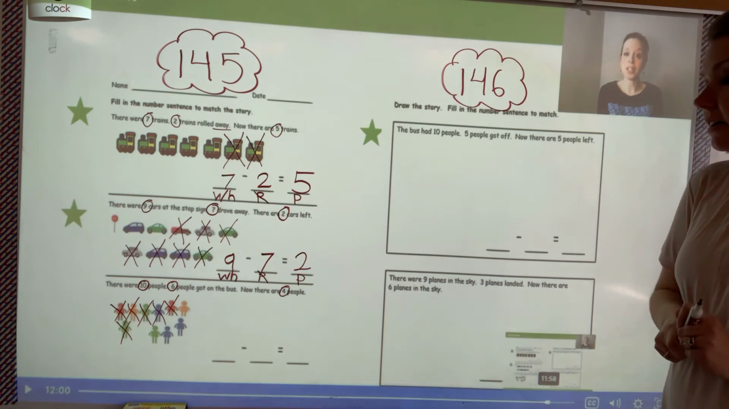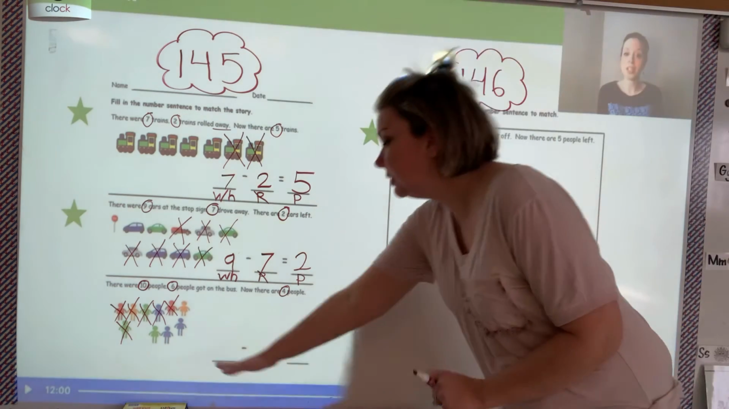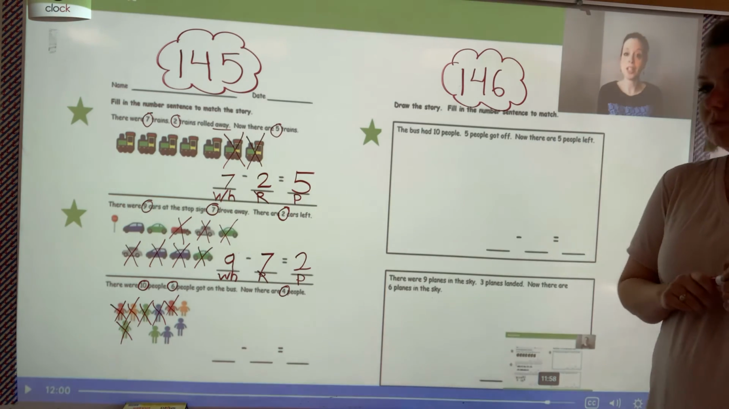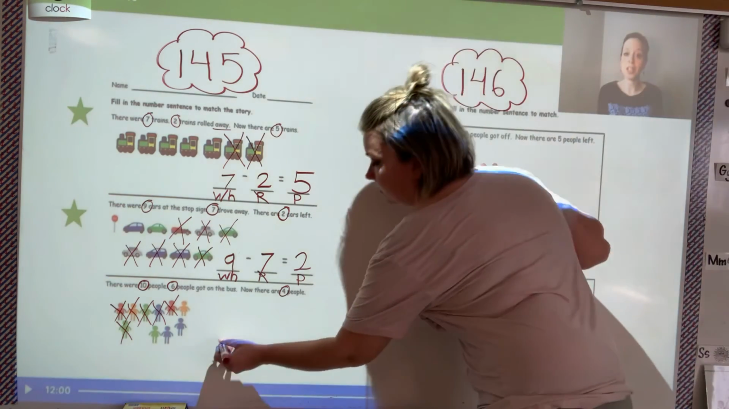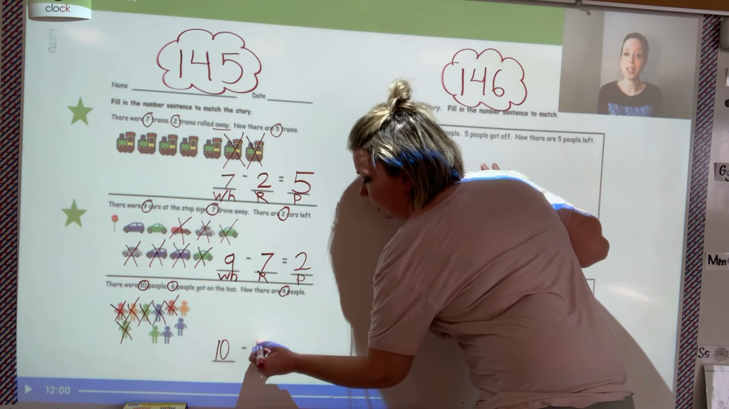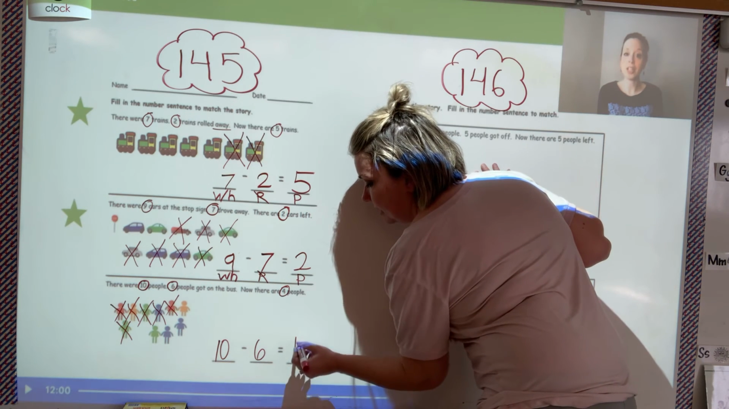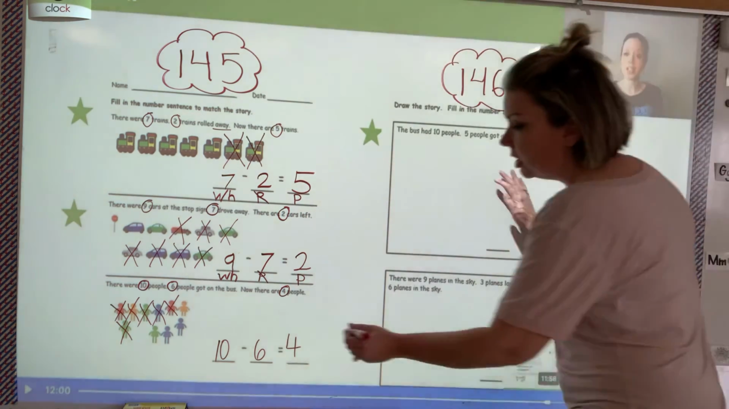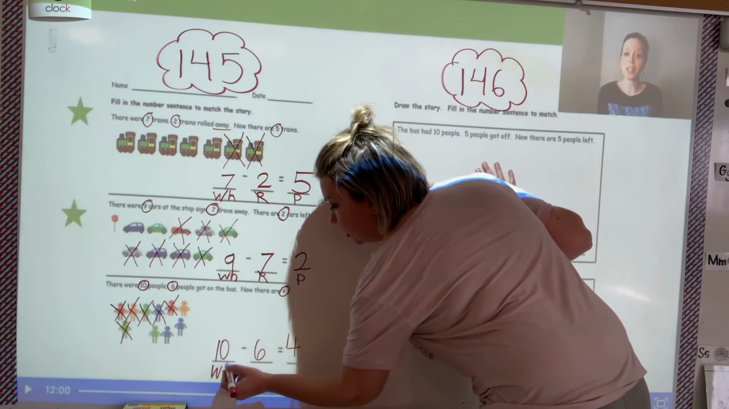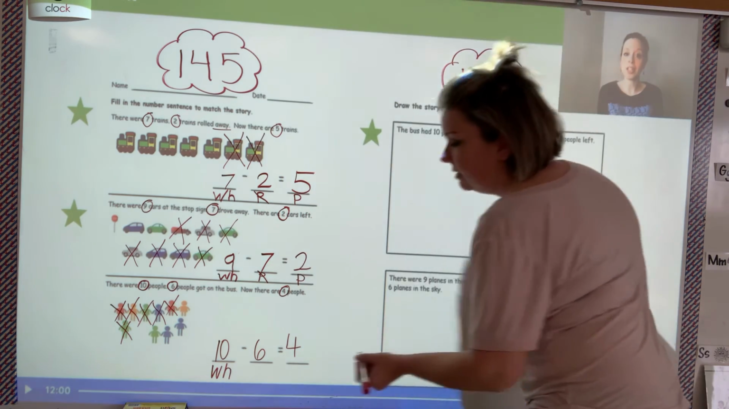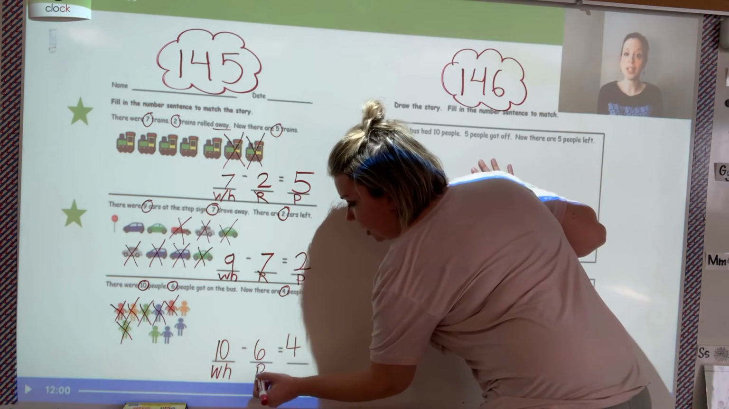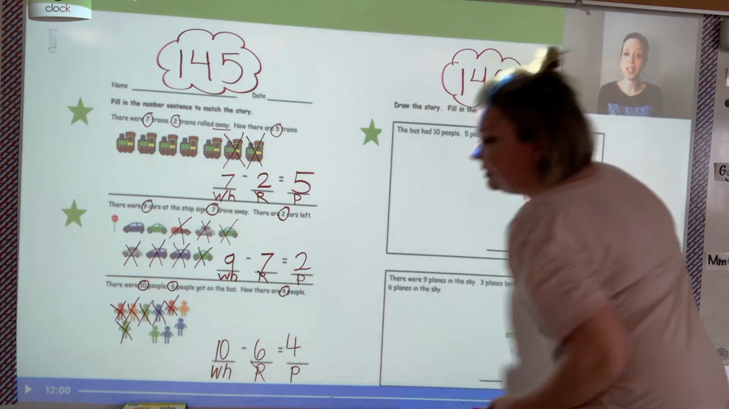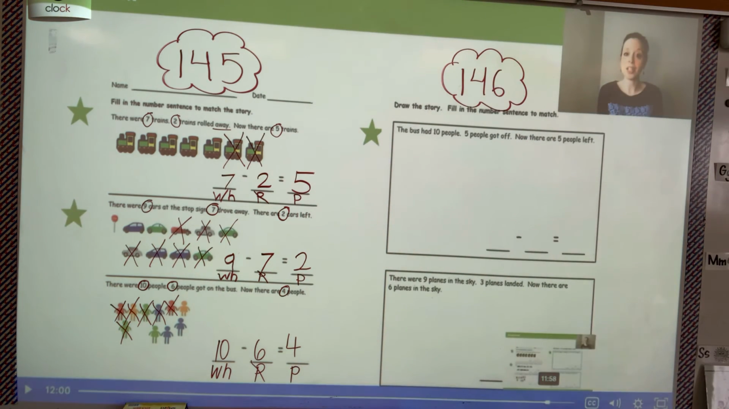Very good. Now, can you read the number sentence to me that you wrote? Okay, 10 minus 6 equals 4. We have our whole first, which is 10, minus the part that we took away, and the part that's left is our total or our answer.